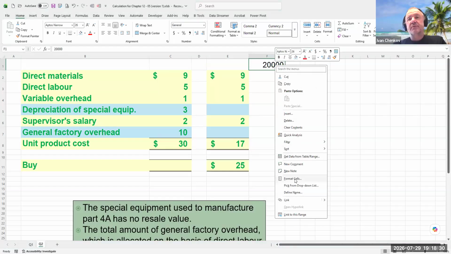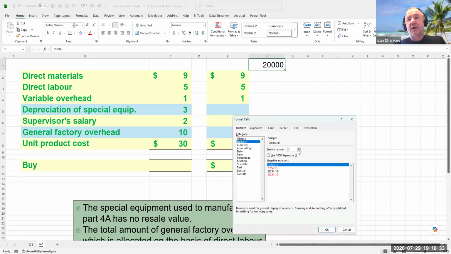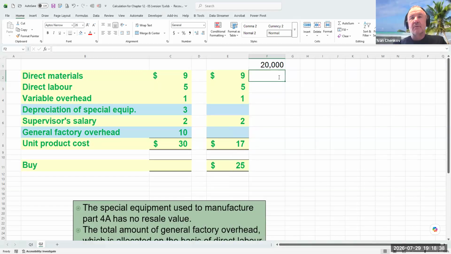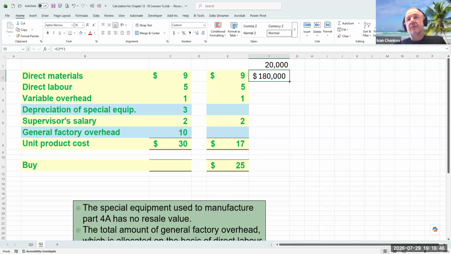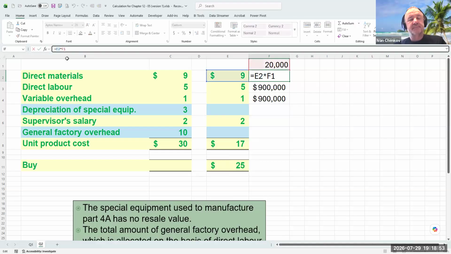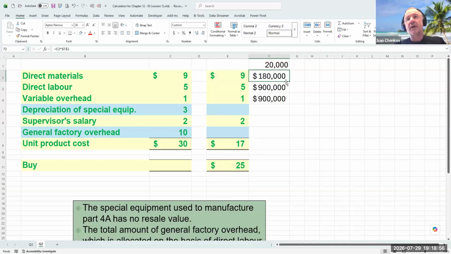If we have to produce those 20,000 units ourselves, how much will be our cost? Our cost will be 9 times 20,000. Sorry, that's not going to be the cost. I have to lock this cell here. Now I have 180 and everything. So I'm going to generate these costs here. My total cost for the product is going to be $340,000.